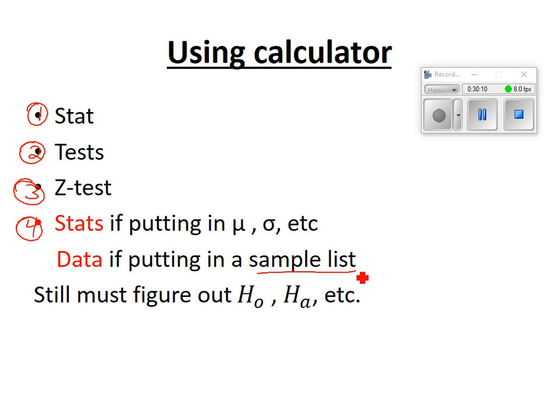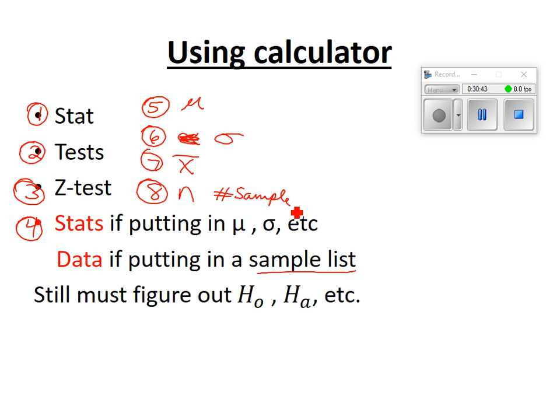Fifth thing on the calculator, after stats, we put in mu. Sixth thing, you put in sigma. No, that's alpha. Put in sigma. Seventh thing, we put in x bar. And you can see all this on there. Eighth thing, you put in your n. Remember that's your number in your sample.